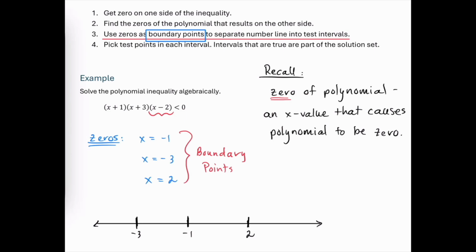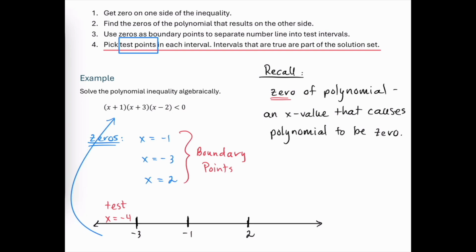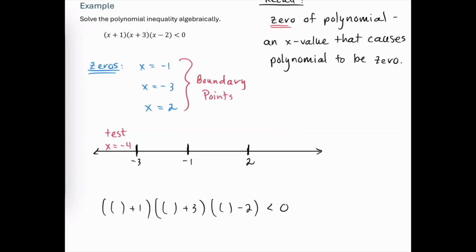So let's start by testing x equals -4 in this leftmost interval, which means that we're actually at step 4, that we're picking test values inside each interval to represent that region. So if x equals -4 works back in the original inequality, then the entire interval is also going to work. So here is the original inequality, and we're plugging -4 into all these x spots to see if this generates a true statement.